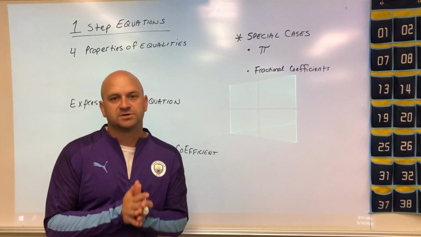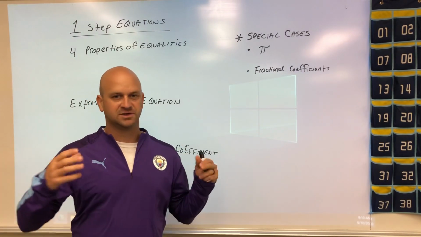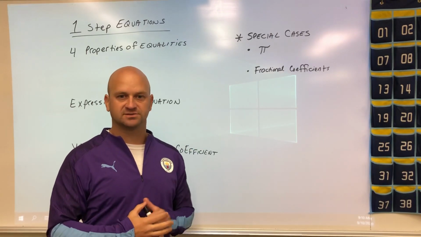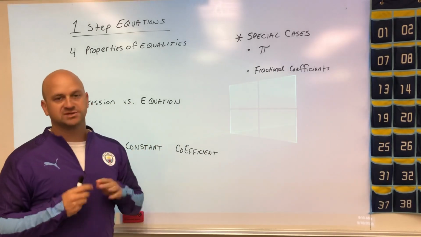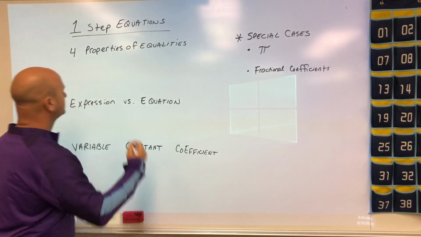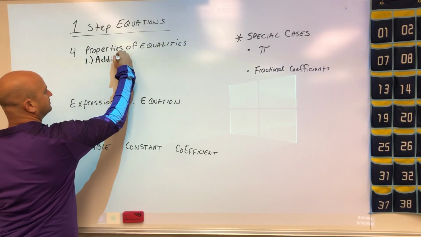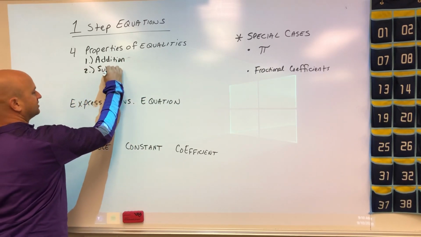Right. In this video, I want to talk about one-step equations, which are the building blocks of all the algebra equations and various math classes beyond that. So one-step equations are based off of four properties of equalities, right? The first property is the addition property of equality. The next property is the subtraction property.